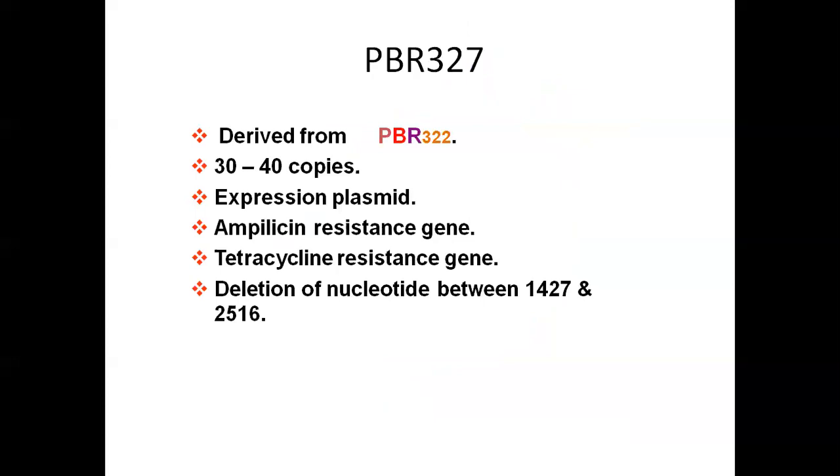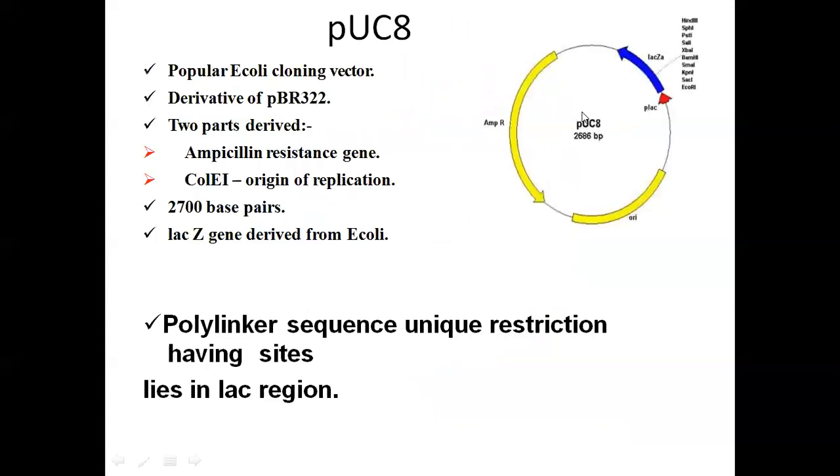This is another: pBR327 is derived from pBR322, and 30 to 40 copies can be derived at a single time. Expression, plasmid amplification, and resistance genes are the common features. pUC8 is also important. pUC8's total length is 2700 base pairs, and the lacZ gene is derived from E. coli. In recombinant DNA technology, you can see there are three genes, lacXYZ.